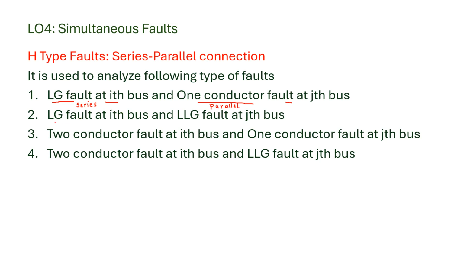Similarly, there is another possibility, LG fault at ith bus and LLG fault at jth bus. So that also will give you series parallel combination. Similarly, two conductor fault at ith bus and one conductor fault at jth bus. This also will give the combination of series parallel. So H type of fault. Or else two conductor fault at ith bus and LLG fault at jth bus. So that combination also comes into this H type of fault.